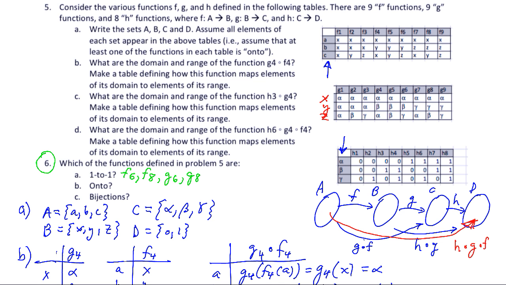Okay, and finally, H functions, we're looking for no repeats. For the H functions, we're always going to have repeats because the range is smaller than the domain. So there are no H functions in the one-to-one list. Okay, let's do the onto list.